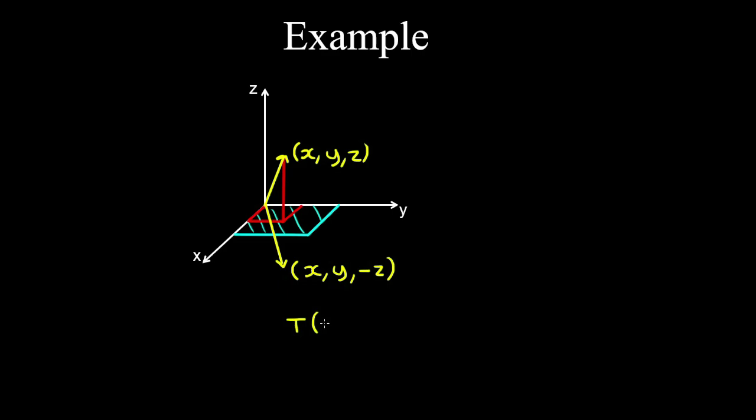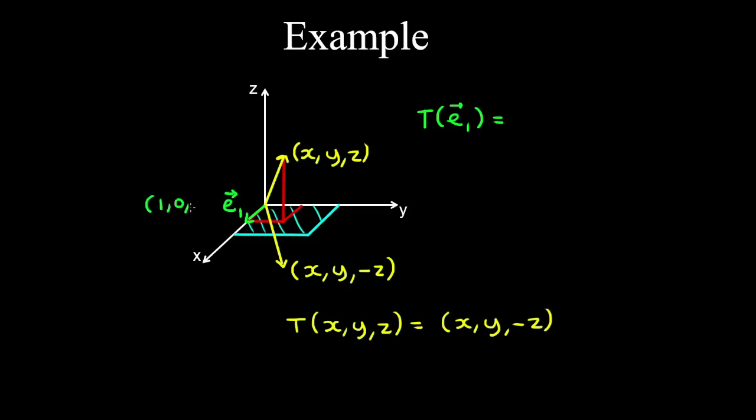So therefore the transformation operator on a tuple xyz results in the following tuple. And now we'll apply the transformation to each standard basis vector. So we have E1, which has components 1, 0, 0. So reflecting this vector about the xy plane results in the same vector.